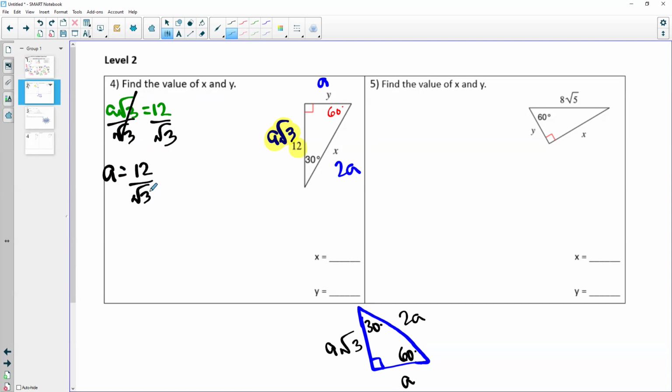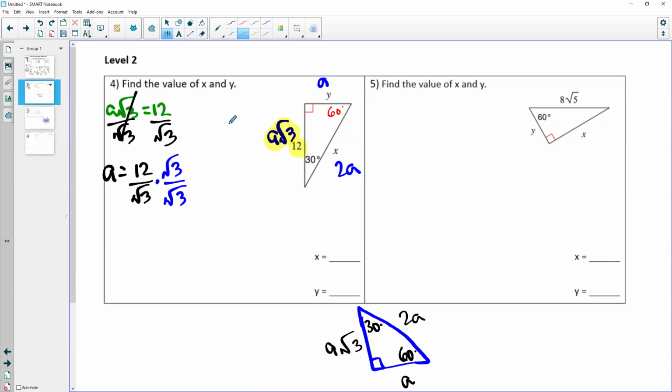Doing so will cancel this out, leaving us with a is equal to 12 divided by the square root of 3. The only problem with this is that we cannot have a square root in the denominator, so I cannot have a square root in the bottom of a fraction. To fix this, we rationalize the denominator by multiplying the top and bottom by that square root found in the denominator, which in this case is square root of 3.